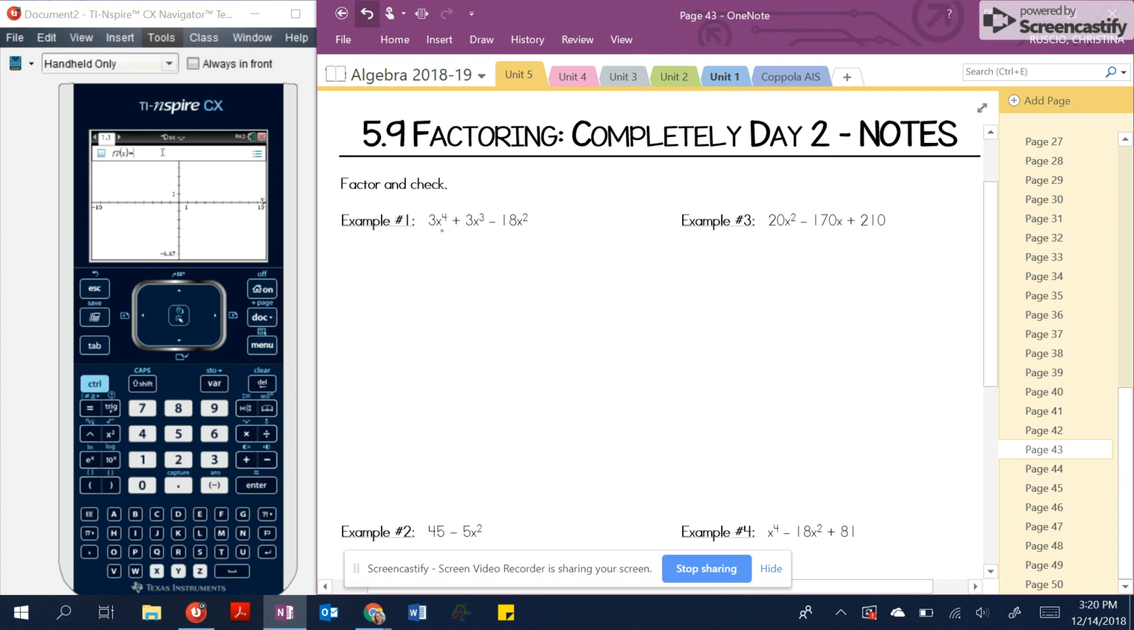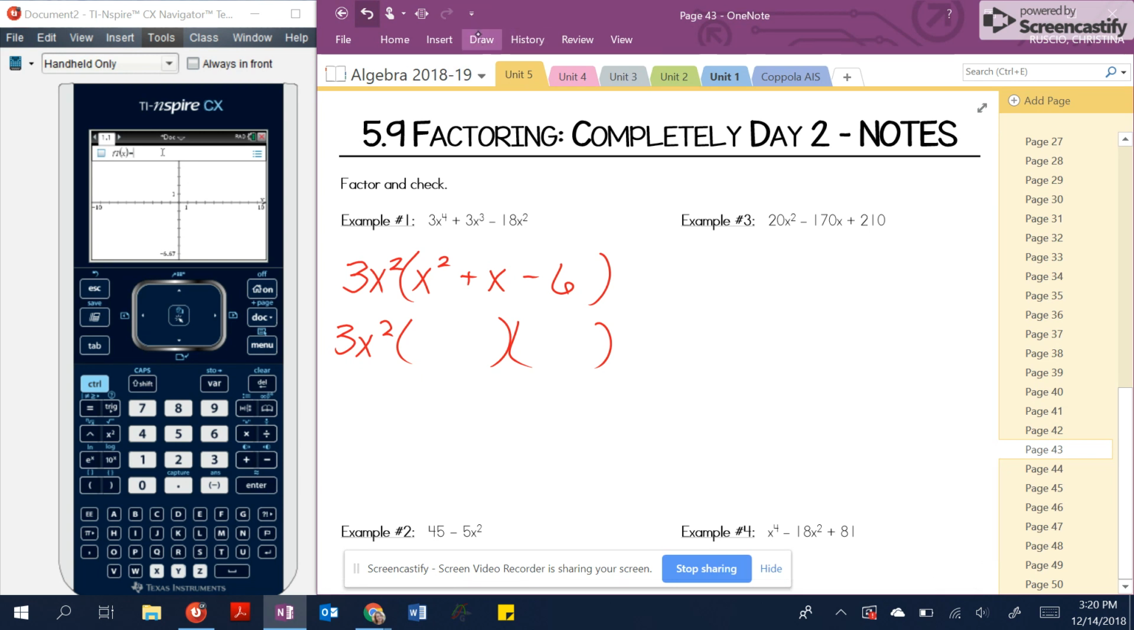Example number 1, remember, the first thing that we always hunt for is the GCF. So if I look at 3, 3, and 18, we can see that 3 is the greatest common factor. And out of all of my x's, I have x squared that I can pull out. All right, so what's left over? Well, that would be x squared plus 1x, or just x, and then minus 6.